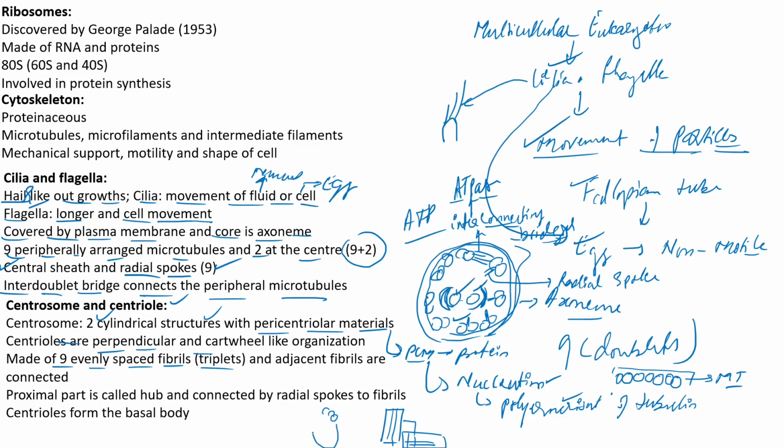Okay, the ultimate circular arrangement, in each arrangement there will be 9 microfibrils, but however each microfibril is made up of 3 microtubules in this way, and the adjacent fibrils are connected also, right? The proximal part is actually called the hub, and they are connected to the next fibril with the help of spokes. And finally, one point we have to remember is the centrioles are ultimately derived from the basal body.